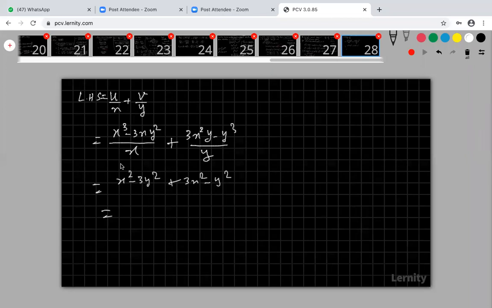So therefore look at that, x square plus 3x square, 4x square. Here minus 3y square minus y square, minus 4y square. So therefore 4 taken commonly, x square minus y square. This is for RHS. See the RHS. You please see the RHS. This is your RHS.